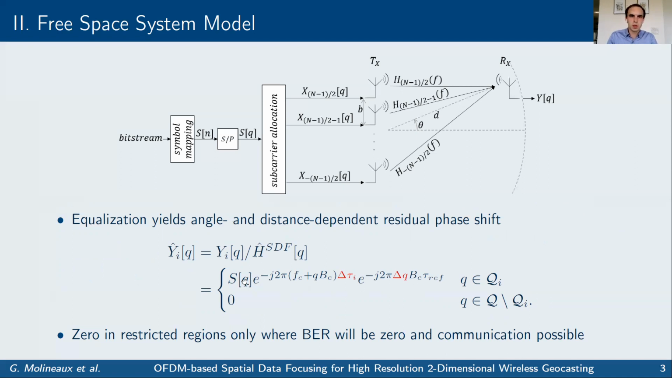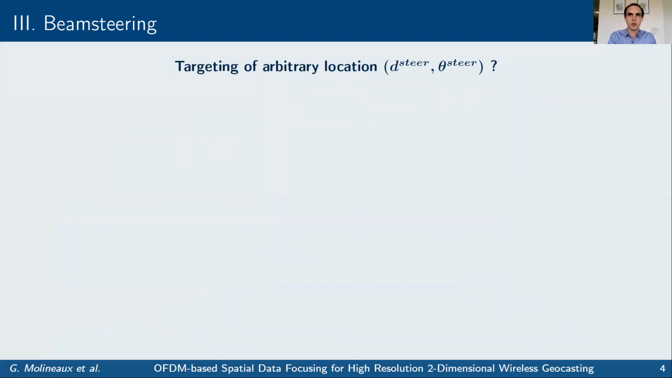The angle dependence comes from this first term, which is a consequence of the different propagation delays of each channel over which symbols are transmitted. And the distance dependent term comes from the fact that different symbols are transmitted on a different subcarrier. Now, the idea is that this residual phase shift is zero only in restricted regions where the bit error rate will be zero as a consequence and communication will be possible. And that the residual phase shifts are non-zero in all other locations, such that communication will not be possible. Now, one important question that one can ask oneself is, how can I target the exact location that I want?